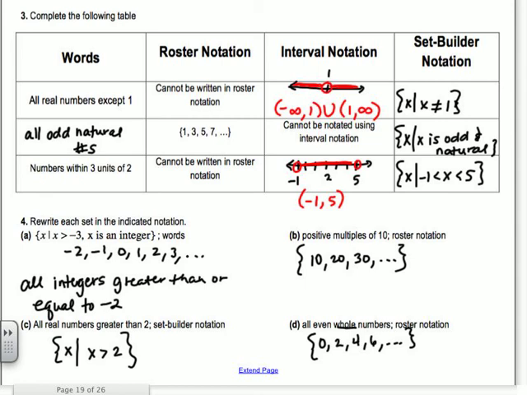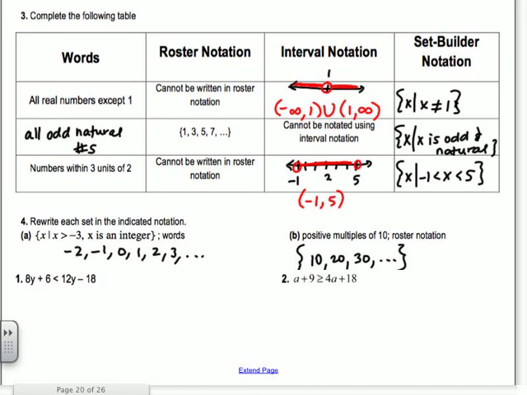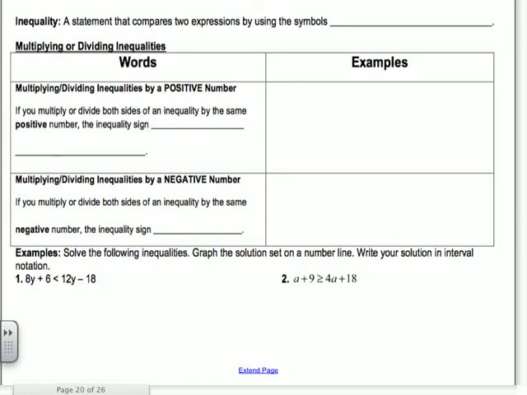All right, is that it? Okay, so inequality: a statement that compares two expressions by using the symbols greater than, less than, greater than or equal to, or less than or equal to.